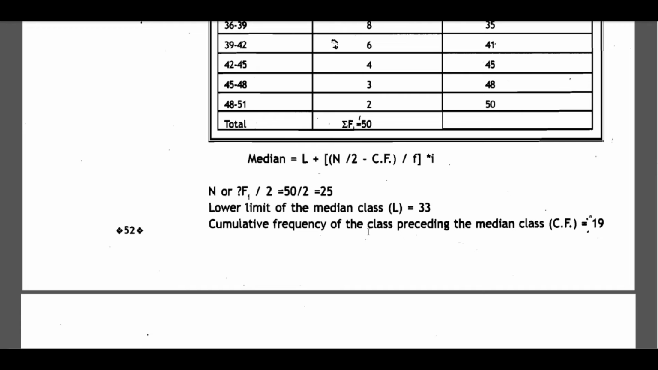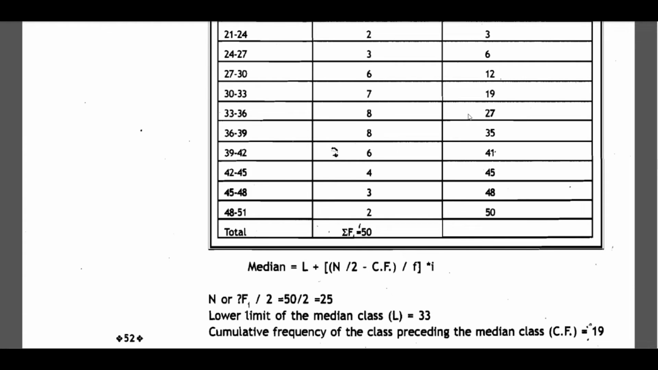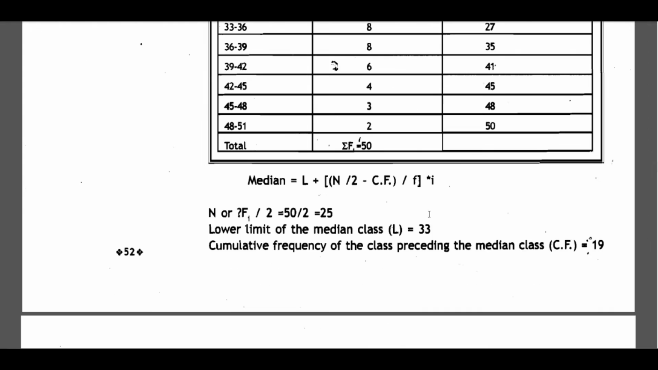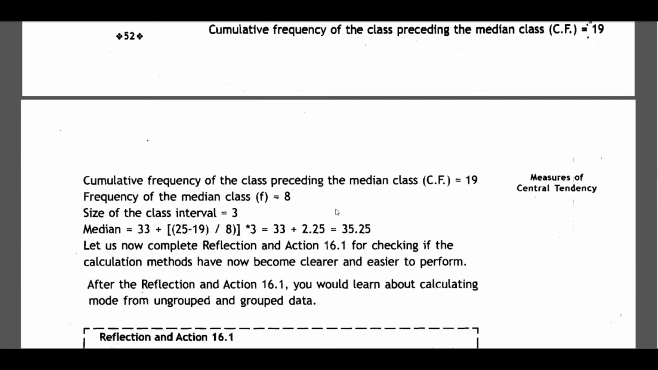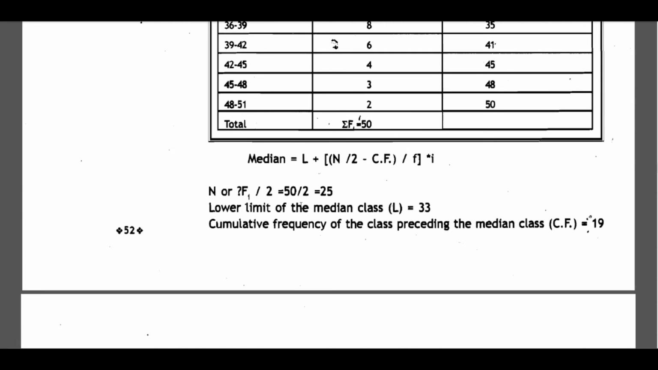The cumulative frequency of the class preceding the median class is 19. The frequency of the median class is 8. This is the median class.